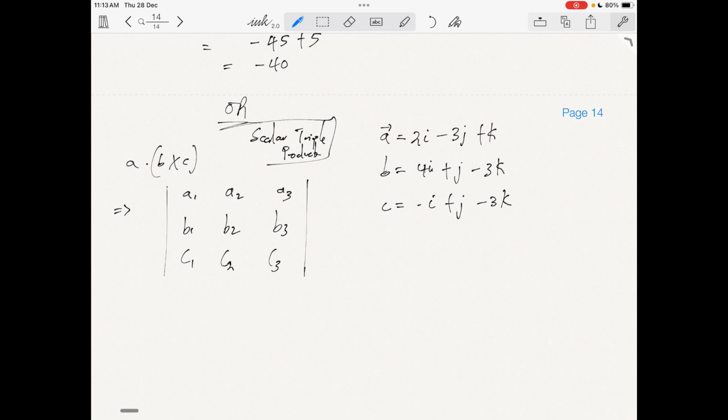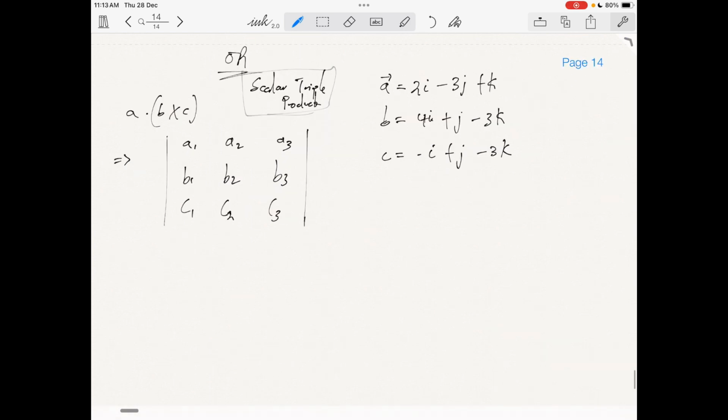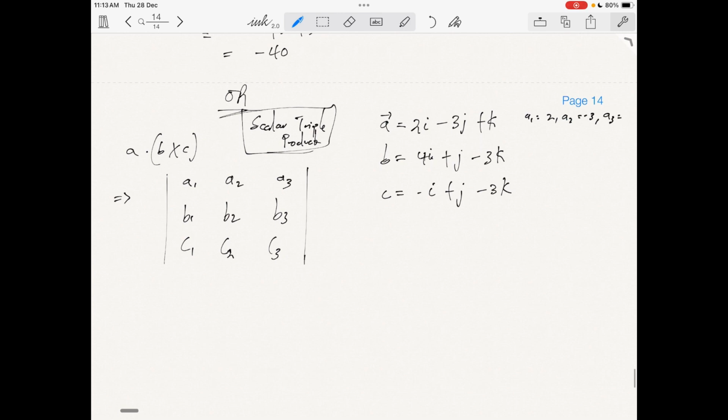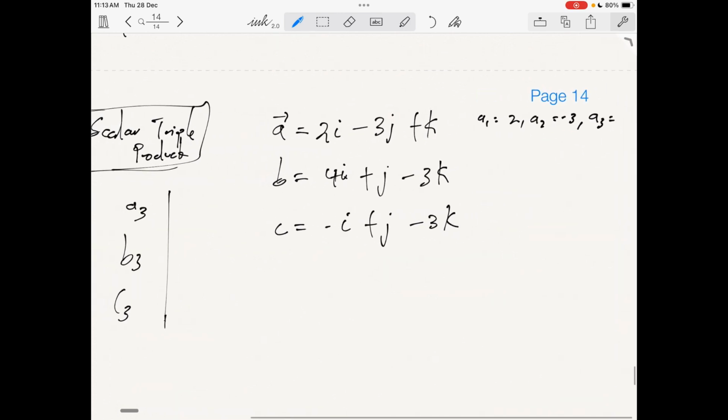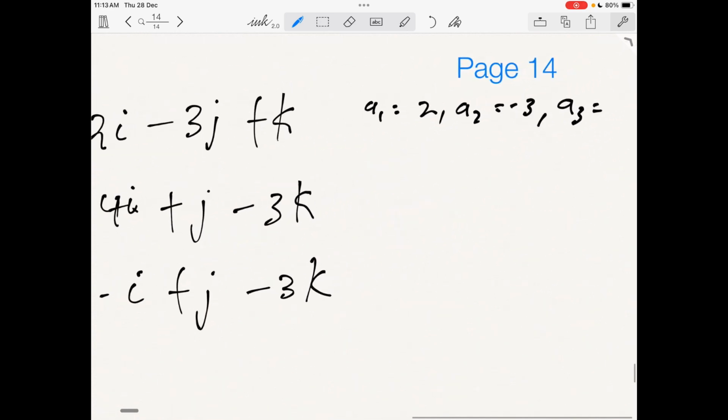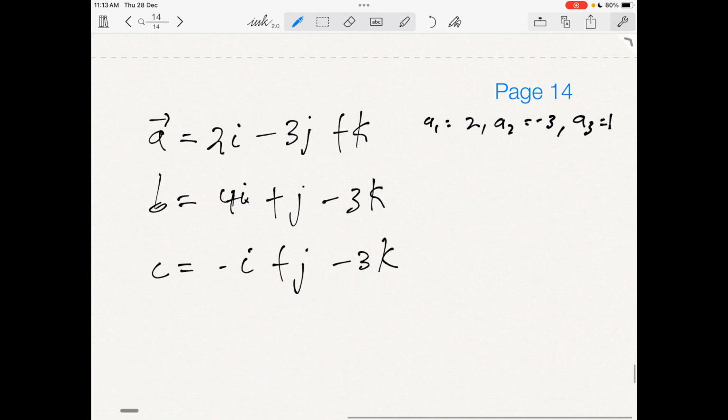Okay, scalar triple product. Now in this case, we have that our a1 is equal to 2, our a2 is equal to minus 3, and our a3 is equal to 1. Now our b1 is equal to 4, our b2 is equal to 1, and our b3 is equal to minus 3.